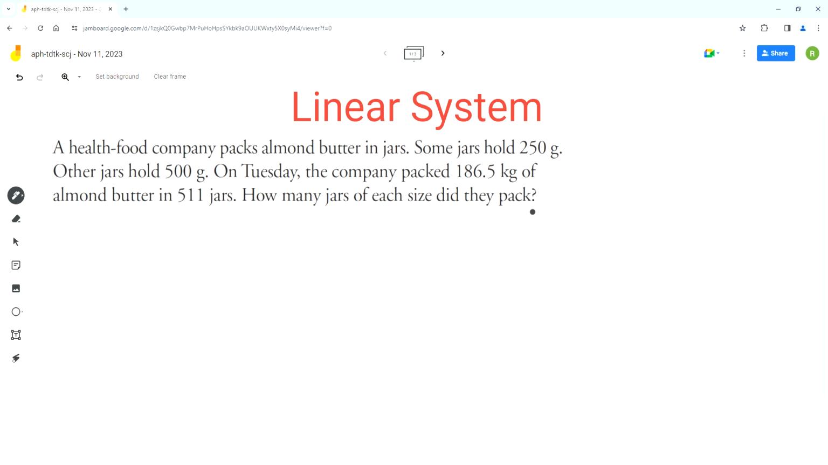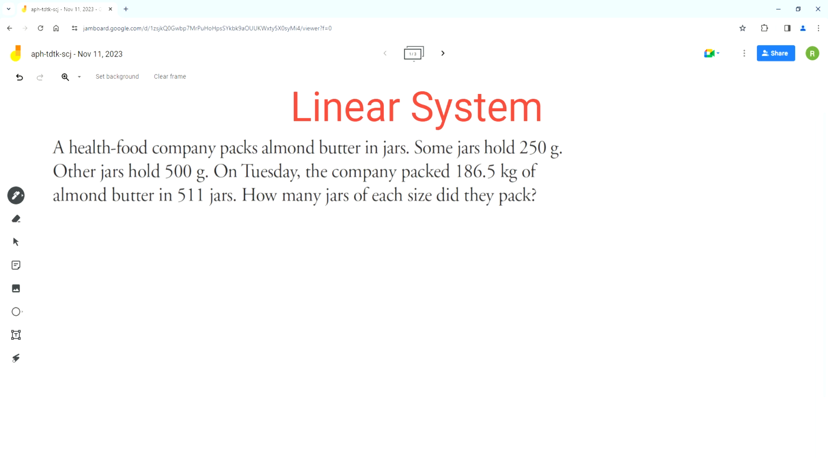So in this problem, we need to find how many 250 gram jars and how many 500 gram jars the company used on Tuesday to pack 186.5 kilogram of almond butter. For that, we'll have to write equations, and for equations, we need variables. So the first step is to define variables for the number of 250 gram jars and the number of 500 gram jars.